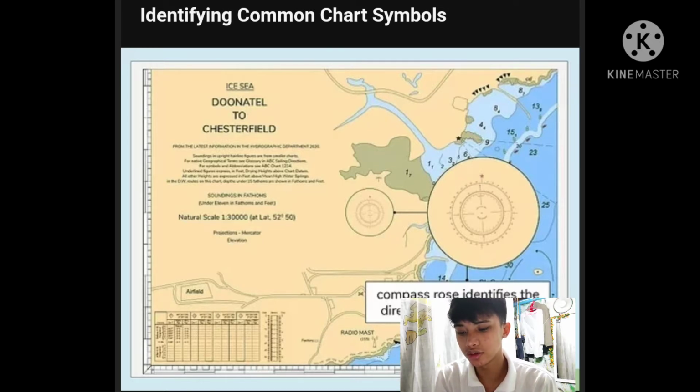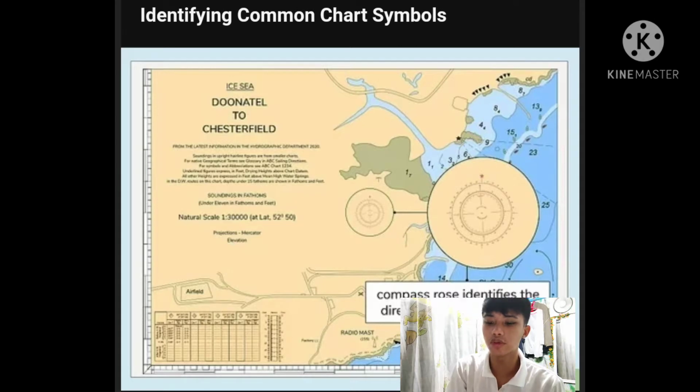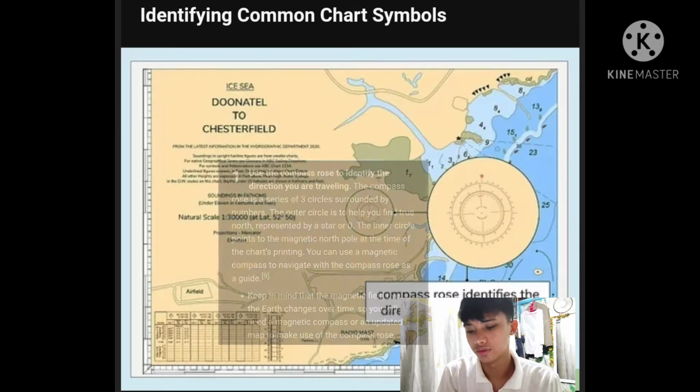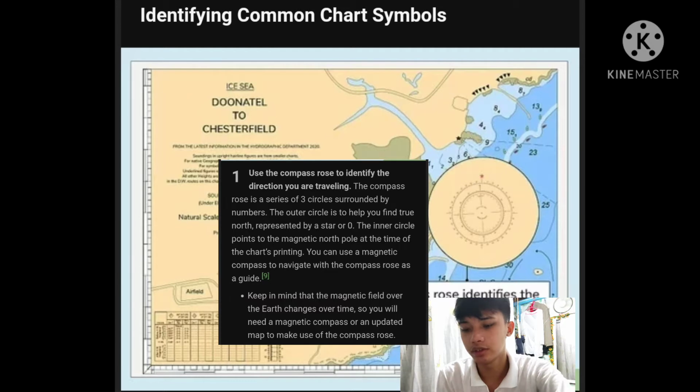We'll be discussing identifying common chart symbols. So number one is, use the compass rose to identify the direction you are traveling.